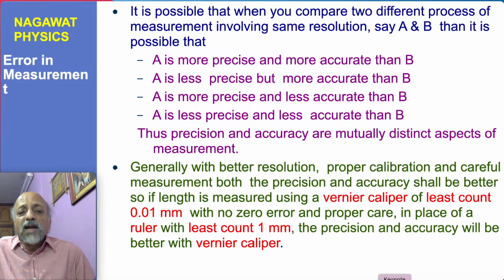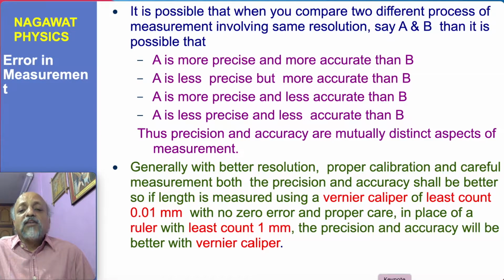and they can be combined, like A is more precise but less accurate, or A is more accurate but less precise. In this manner, we can say that in the case of measurement, accuracy and precision are mutually distinct aspects of measurement. However, generally with better resolution, proper calibration and careful measurement, following the protocol strictly and observing all precautions, both precision and accuracy can be achieved in a better manner.